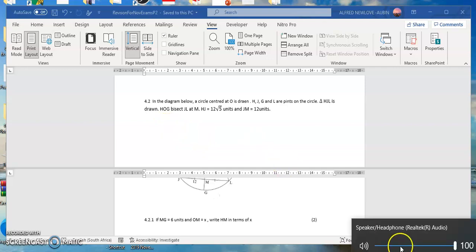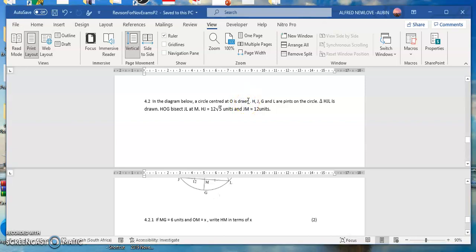The question says, in the diagram below, a circle centered O is drawn. W, H, J, and L are points on the circle. Triangle HJL is also drawn. HOJ bisects JL at M. HJ is equal to 12 root 5 units and JM is equal to 12 units.